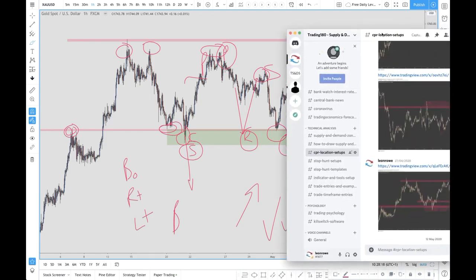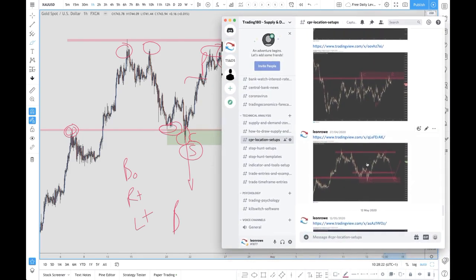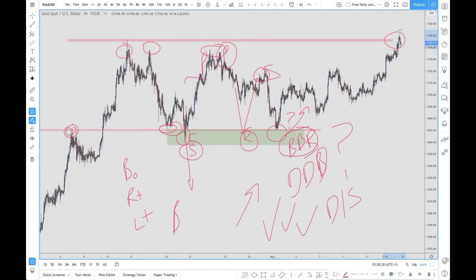That was posted in the Discord group. So here we are. There it is, right there. Lovely trade on gold. And that's what we do pretty much every day.